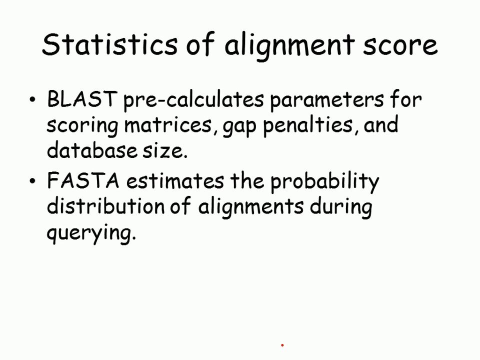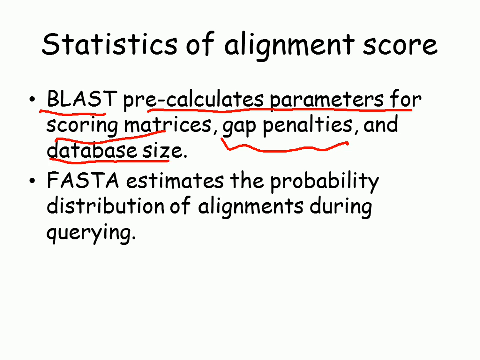So there were some parameters in those formulas, such as kappa and lambda. BLAST pre-calculates those parameters from the scoring matrix that it uses, and the gap penalties will change those parameters. So the gap penalties are also used, and the database size. Whereas the FASTA program estimates the distribution from alignments that it gets during querying. So you run a query, you give a query sequence, it will compare it with database sequences, and it will, let's say, generate a histogram of the scores.